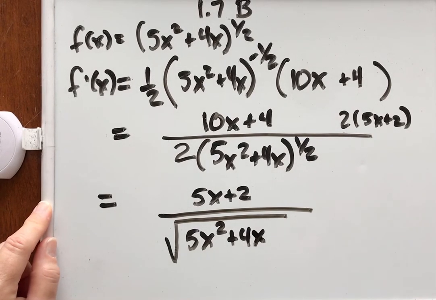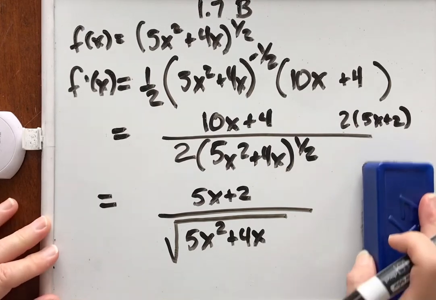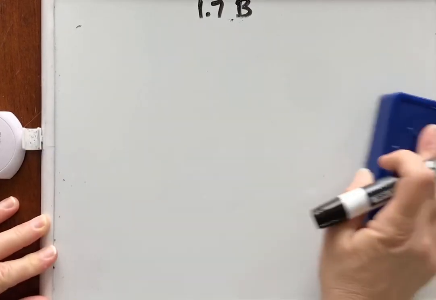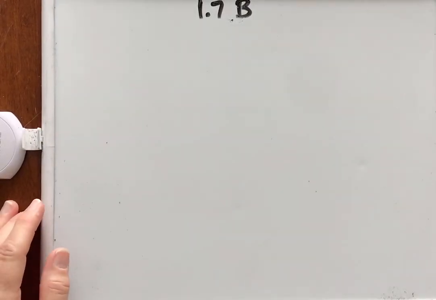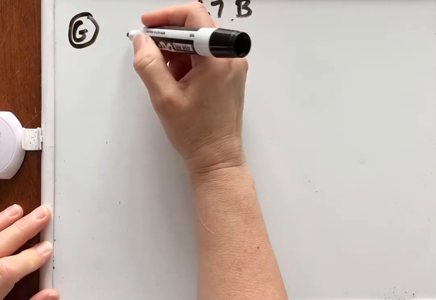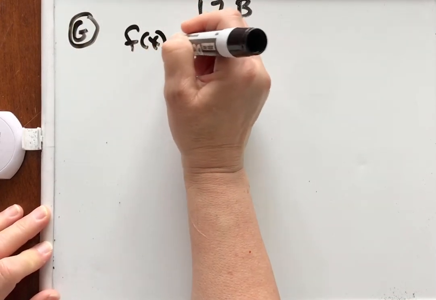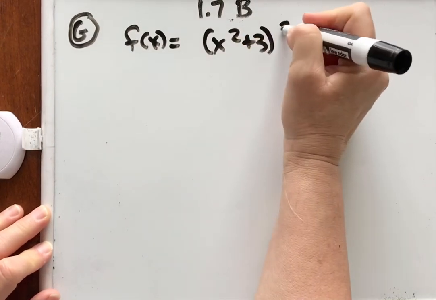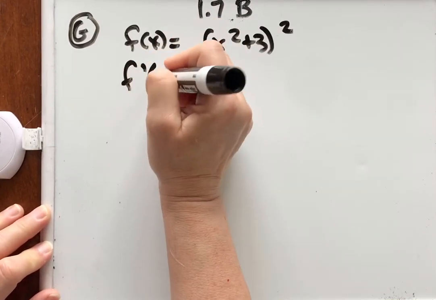Okay, so I have some problems for you to do now. So in your group, here's a problem. f of x equals x squared plus 3, squared. Find f prime of x.